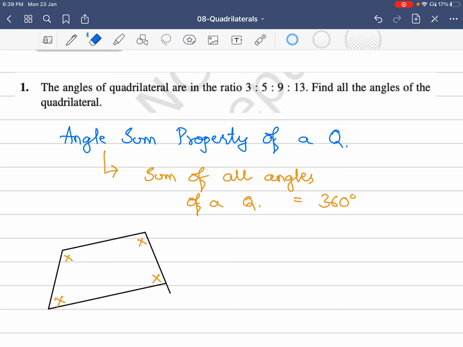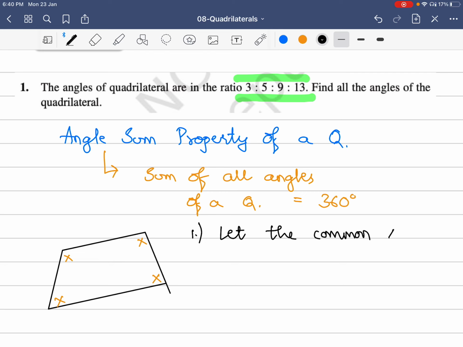Now the key information given to us is that the ratio of the angles is 3 as to 5 as to 9 as to 13. This is the ratio of the measure of the angles. So all I'm going to say is this is step number 1. Let the common ratio between angles be x. Okay, let x be the common ratio between the angles.